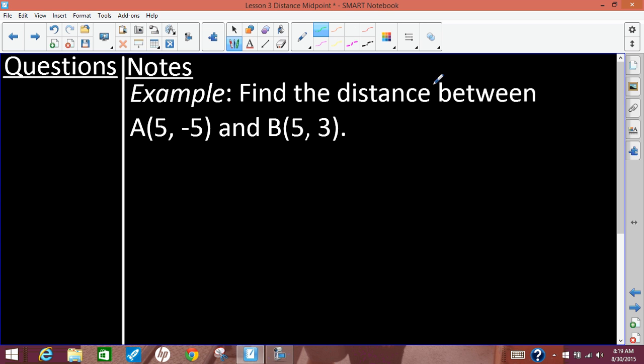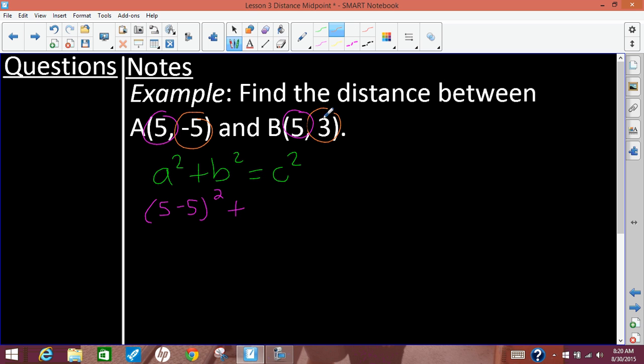So we're going to use the Pythagorean theorem. I always start by writing the Pythagorean theorem. If you write it down every time, you'll never forget it. I'll find the a portion of the theorem by subtracting the x values. They're both 5, so I got 5 minus 5. I'll find b by subtracting the y values, so I have negative 5 minus 3. And then c is what we're looking for.